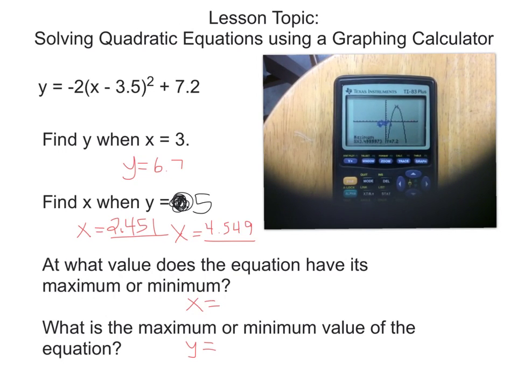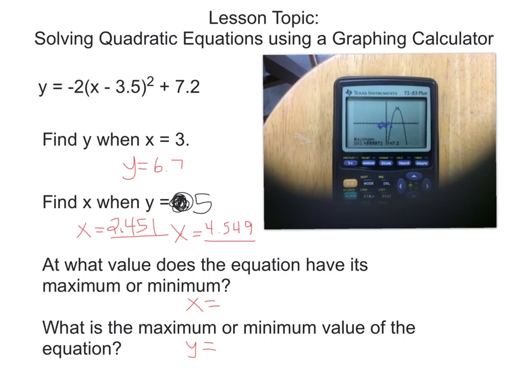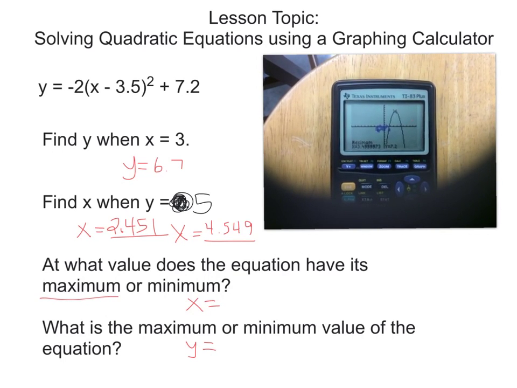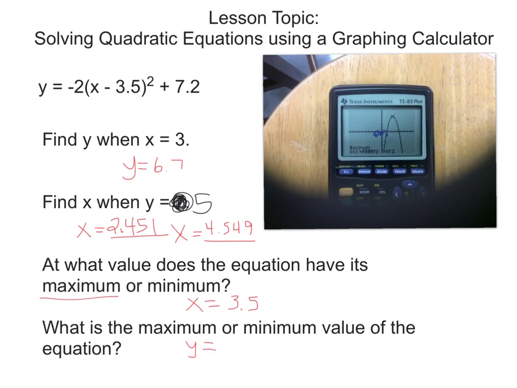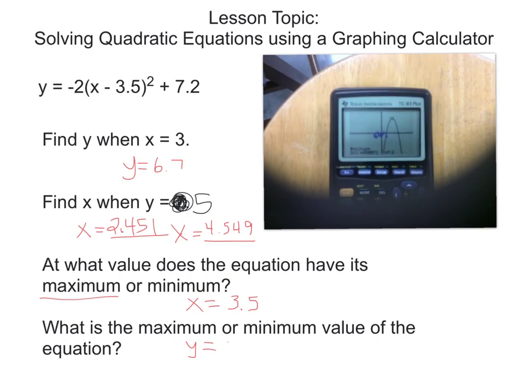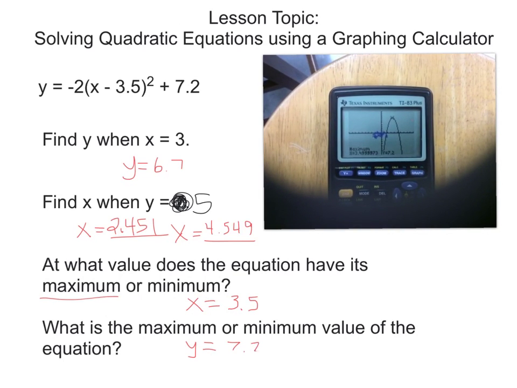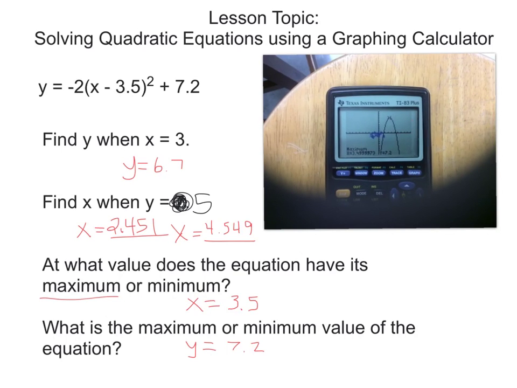So coming back to the question, it says, at what value does the equation have its maximum point? Well, it's at x equals 3.5. And what is that maximum value on the y-axis? Well, that maximum value is 7.2. All right, so it's going to take practice getting used to your calculator. For right now, I think going through these just like I did is enough, and we will practice this in class.